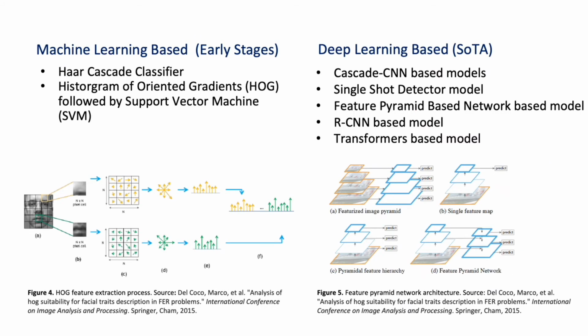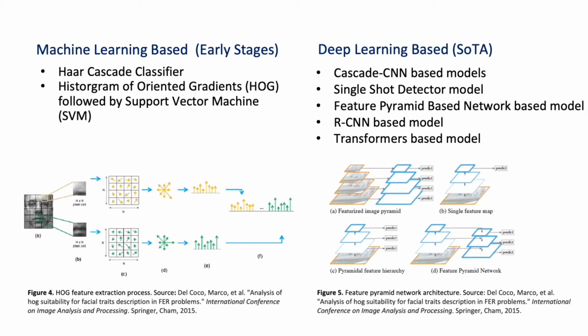Now let's move on to discussing the most common methods that are used for face detection. These are machine learning and deep learning based methods. Early face detection efforts were mainly based on the machine learning approach, in which handcrafted features were extracted from the image and then fed into a classifier to determine face regions.